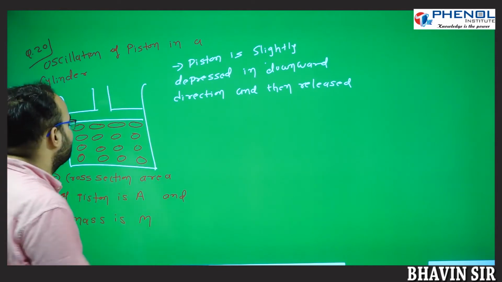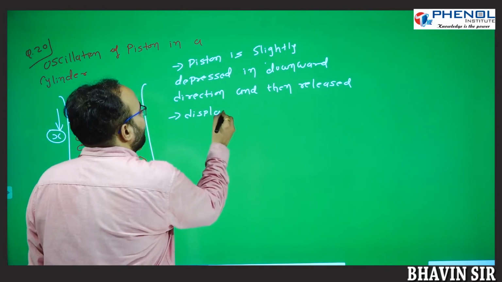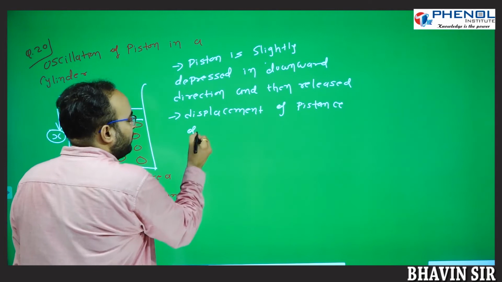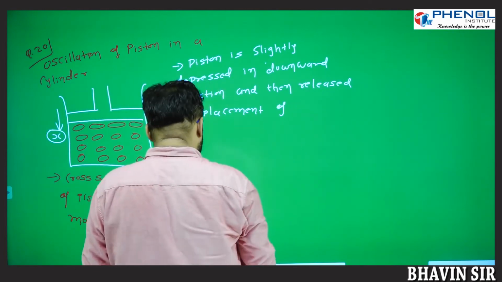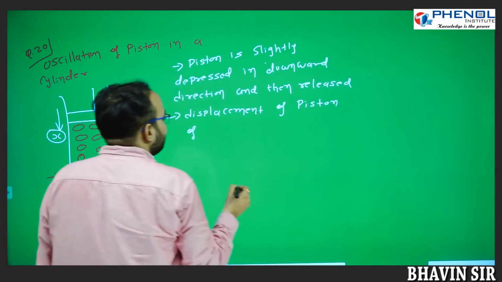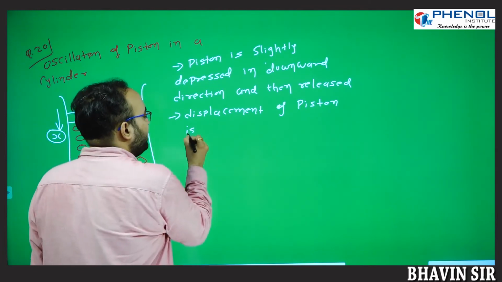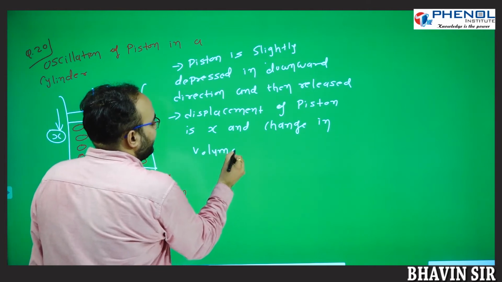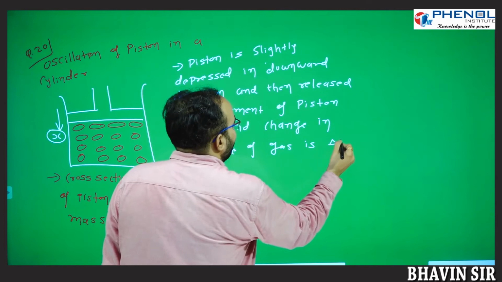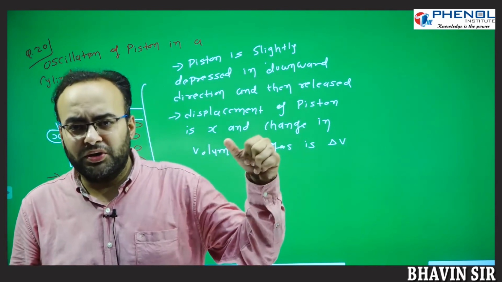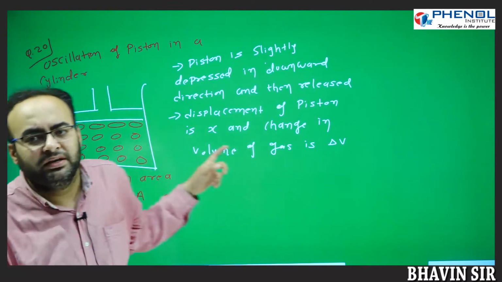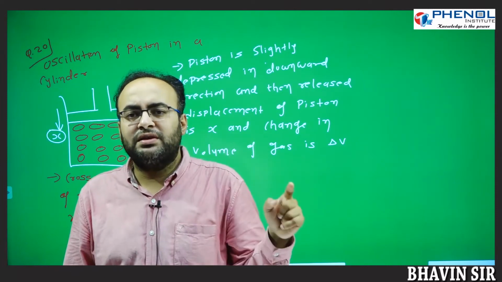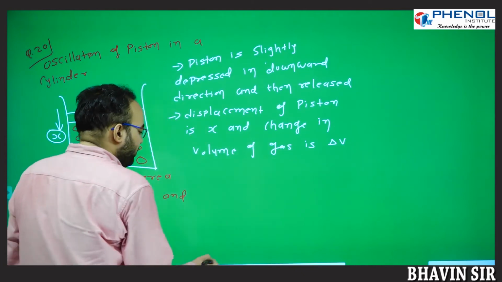See, the displacement of the piston is x, and the change in volume of the gas is delta V. Students, first remember, whenever there is a change in volume, because when the piston is depressed slightly the volume of the gas changes, we consider the bulk modulus. We consider the bulk modulus.